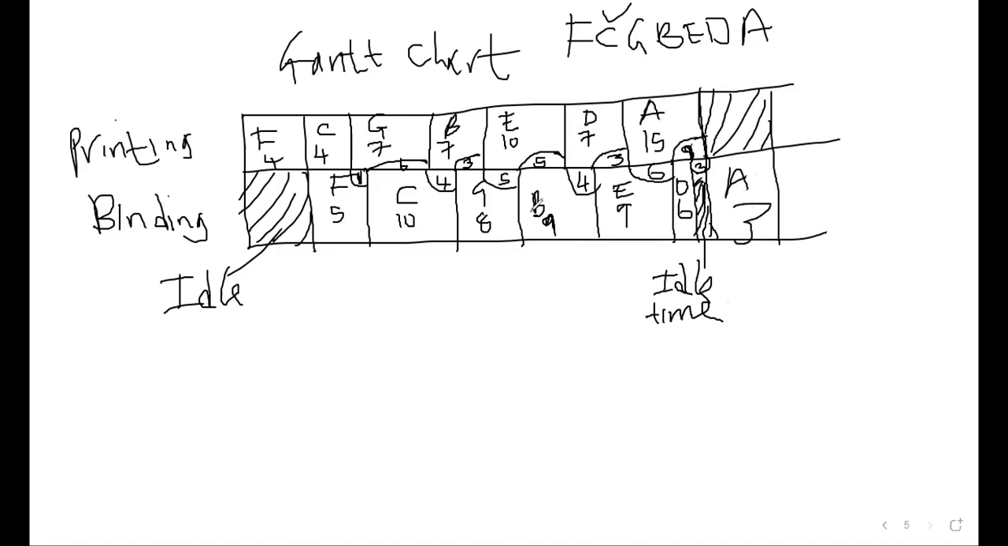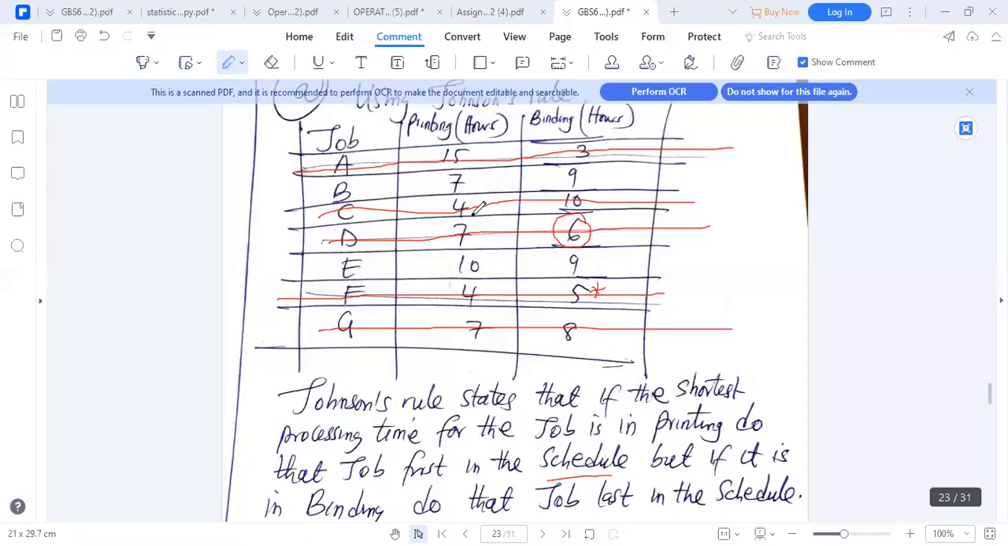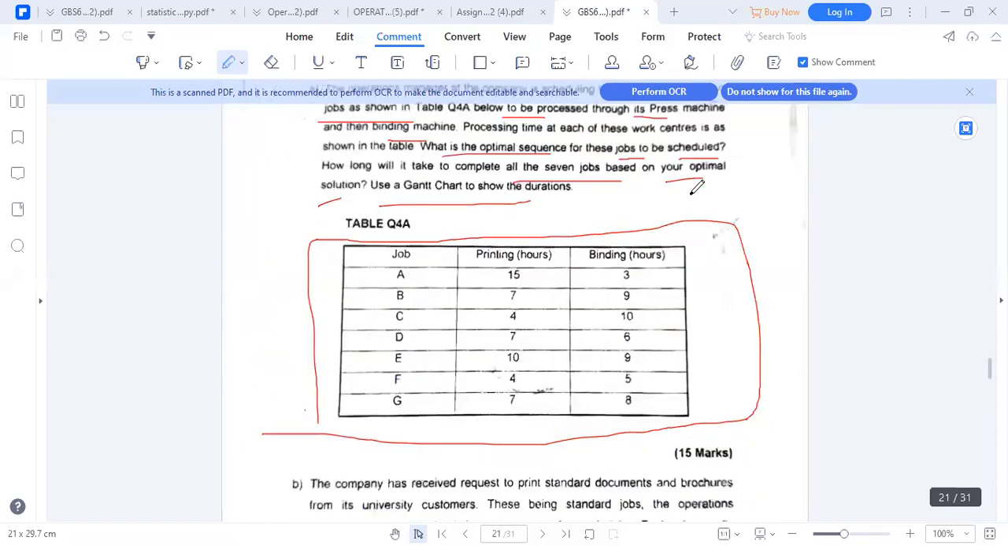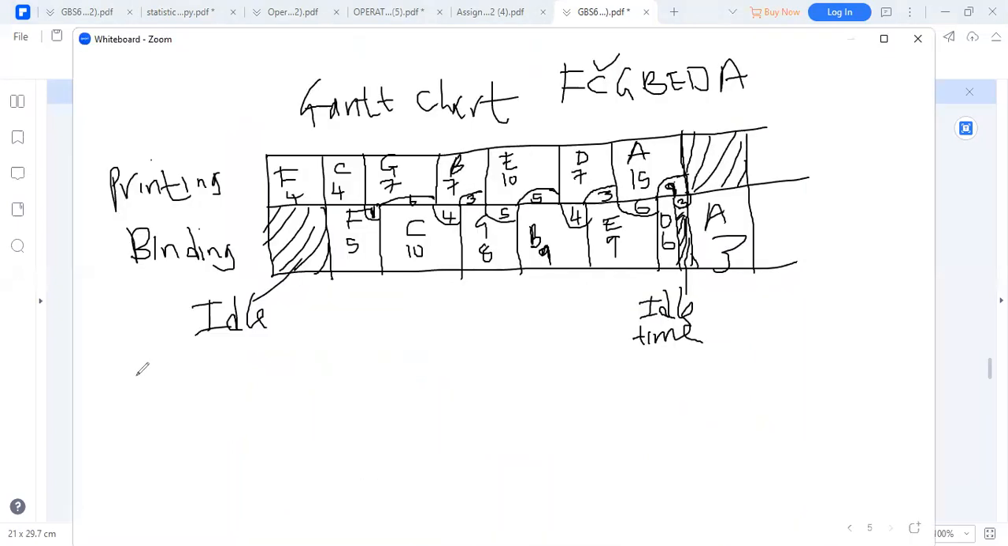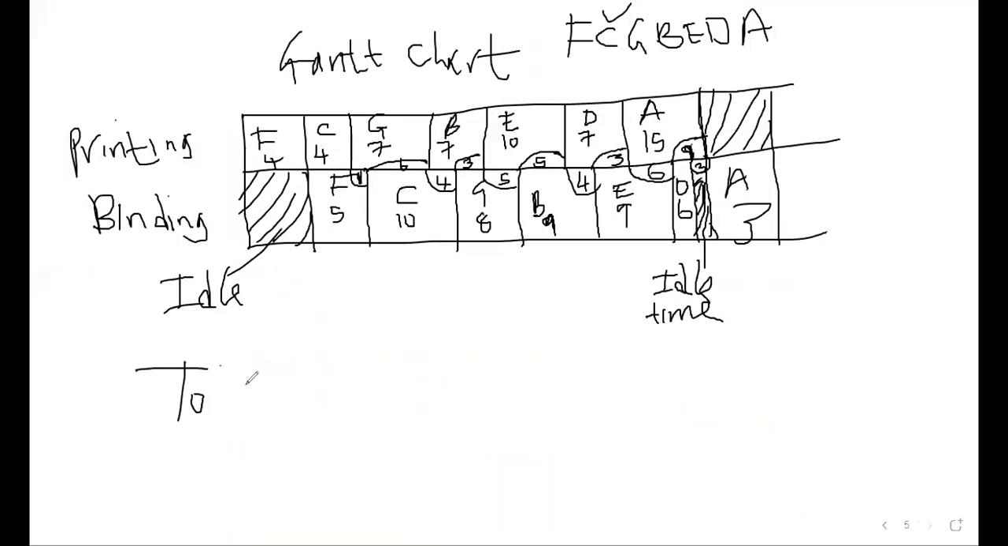So the total time required now. This question says, what's the total time required? Here it was asking us to find the total time required. How long will it take to complete all the 7 jobs? So for the total time required, we simply just have to add now. This is the only tough point for shop floor planning, because it requires addition and subtraction here. So we are just adding all the time.